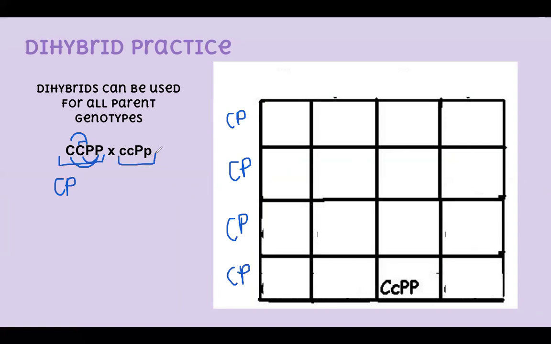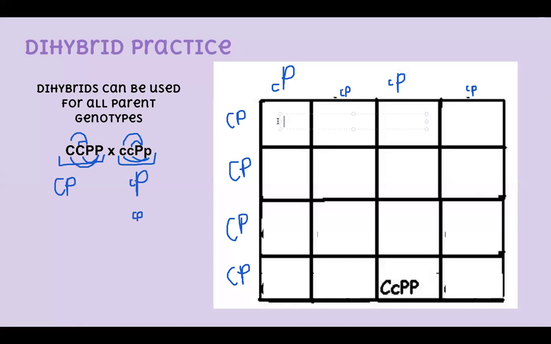Now let's look at the other parent and find its possible gametes. Little c, big P, little c, big P, little c, little p, little c, little p. So in this case, I have 2 possible parent gametes. So I write that here, and I'm just going to repeat it to fill up all 4 spots.